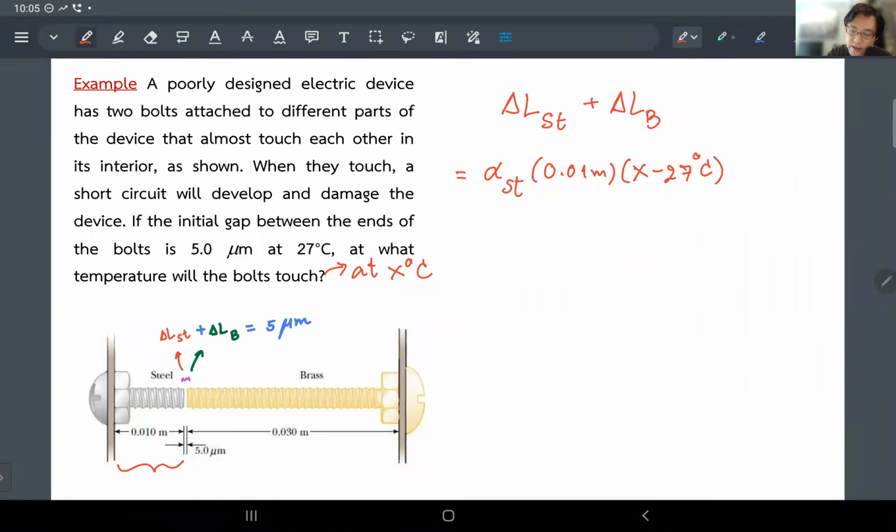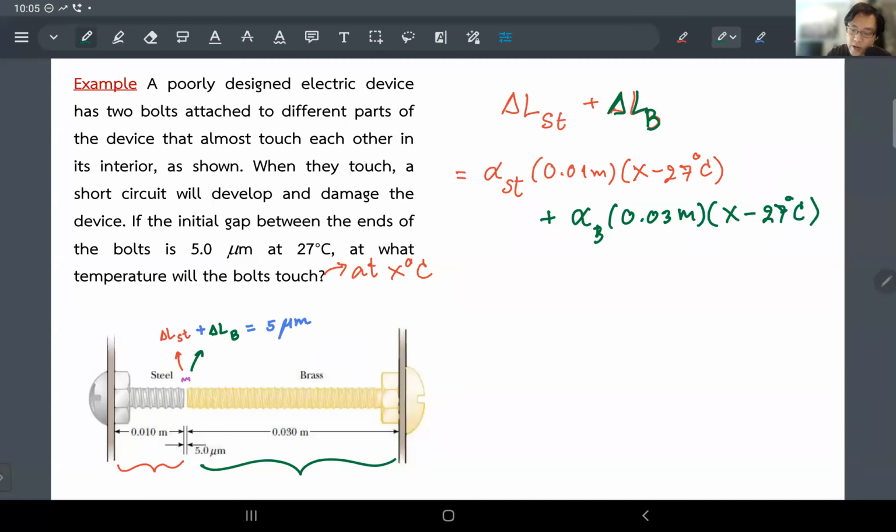And then you add this with, all right, let me color code it here a little bit, the increase in length for the brass. Doing the same thing, you have alpha, the expansion coefficient of the brass, times the initial length of the brass, which is 0.03 meter. And of course, they're going through the same temperature change, so it's going to change by X minus 27 as well. Cool. All right, once you're done with that, you equate this with 5 micron.